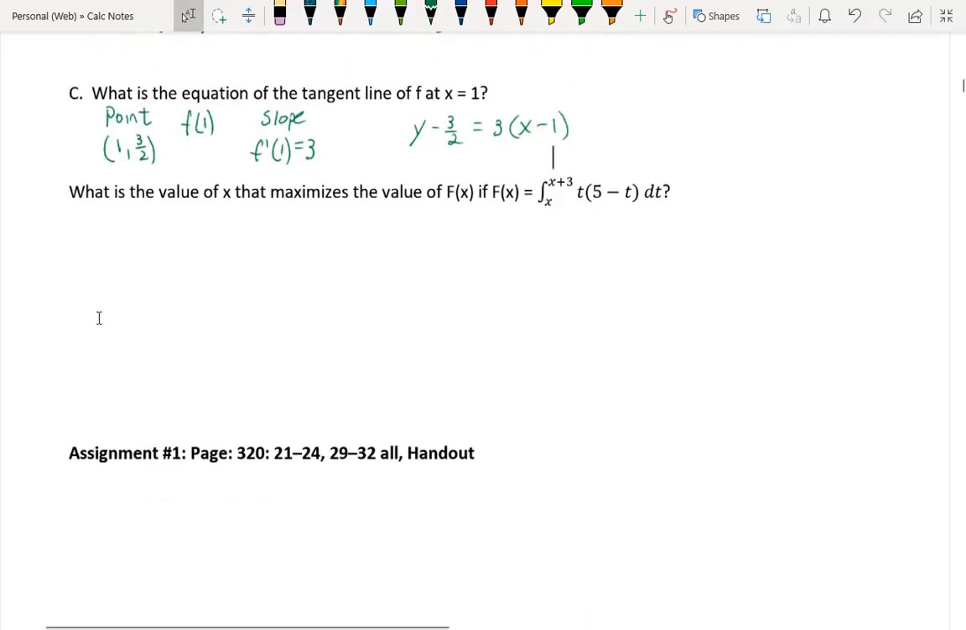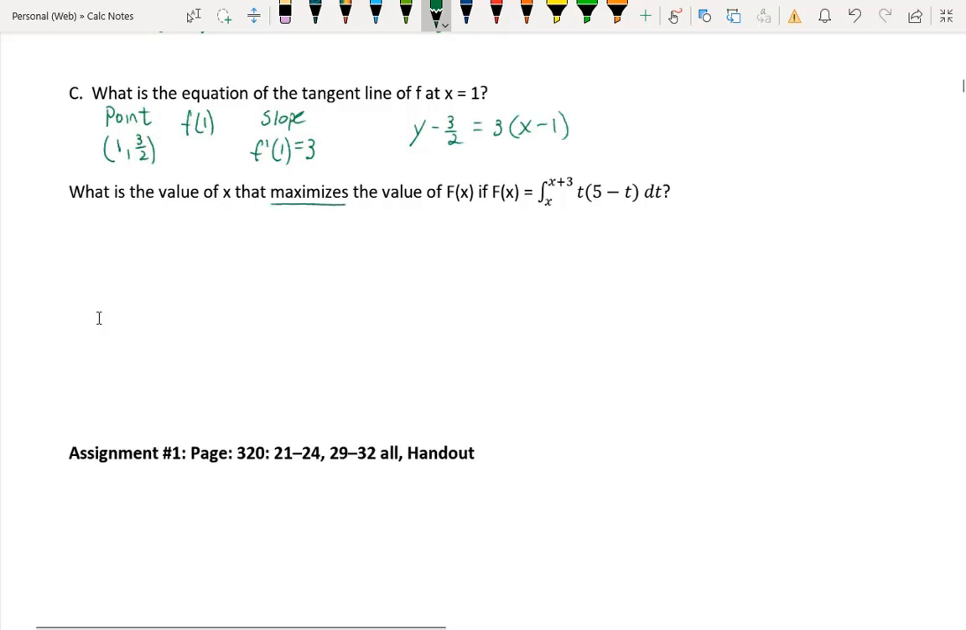Let's read it. What is the value of x that maximizes the value of f of x if f of x equals the integral from x to x plus 3 of t times 5 minus t dt? All right, so when we talk about maximizing a value, we're talking about where the derivative is going from positive to negative, where your graph is going from increasing to decreasing. So in order to do that, we need to find the derivative and find critical points for the derivative.